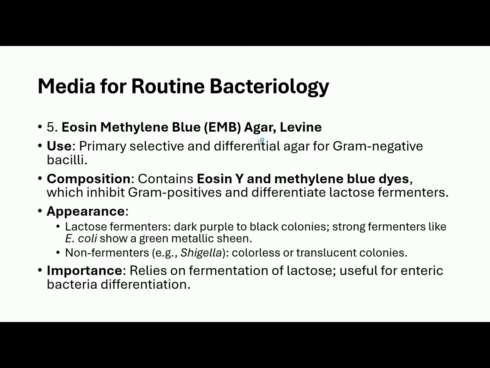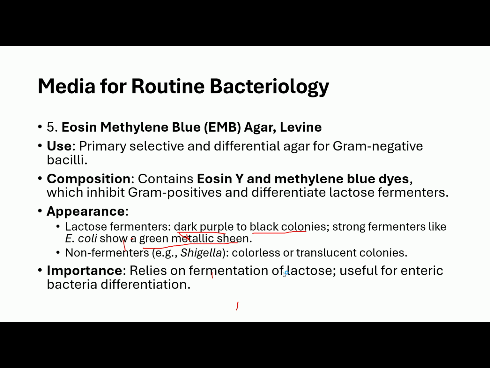So, para siyang MacConkey. Nagdi-differentiate din siya ng lactose fermenter. So, if your bacteria is a lactose fermenter, tapos in-streak mo siya sa EMB, the lactose fermenter would appear as dark purple to black colonies. Strong fermenters like E. coli show a green metallic sheen. So, pakitandaan class, if E. coli is grown in EMB, it produces a green metallic sheen. While non-fermenters such as your Shigella would produce colorless or translucent colonies.